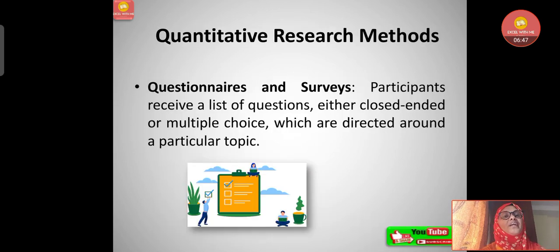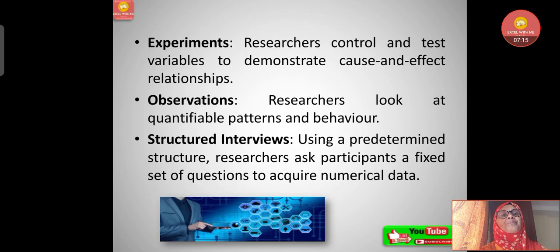Now, what are the different quantitative research methods? Let's understand. Questionnaires and surveys. Participants receive a list of questions, either closed-ended or multiple choice, which are directed around a particular topic. Yes or no questions, high, average, low, whatever kind of questionnaire they prepare to draw knowledge from the participants. Questionnaires are provided and surveys are done here. Then experiments. Researchers control and test variables to demonstrate cause and effect relationships. They will use these experiments.